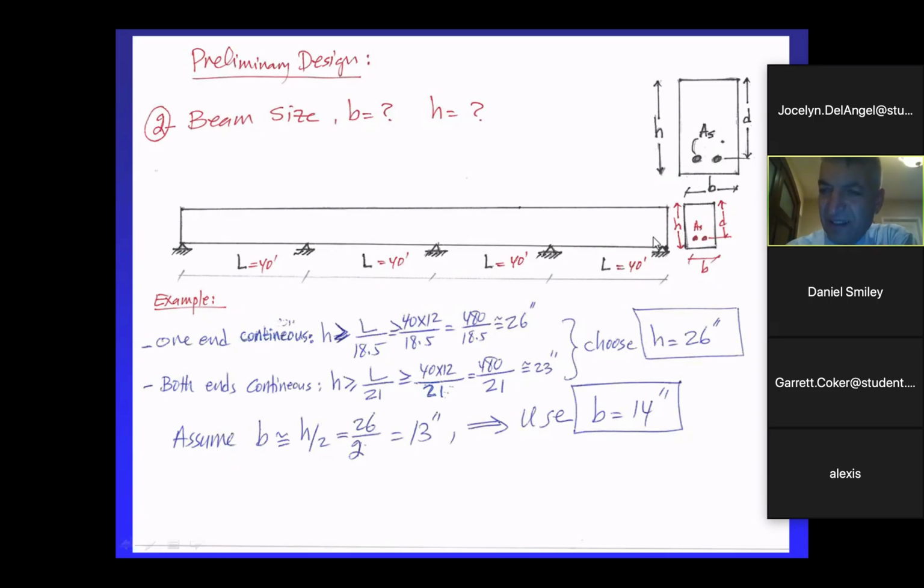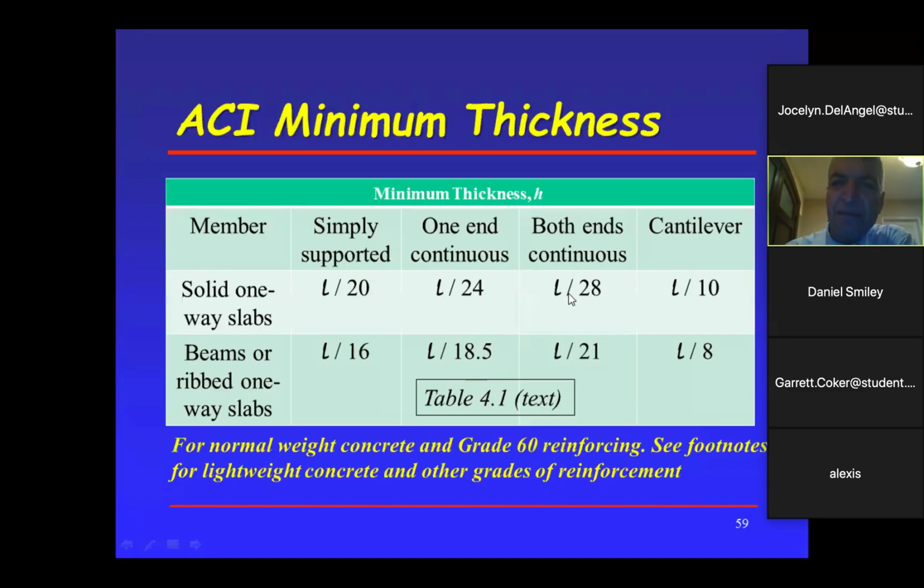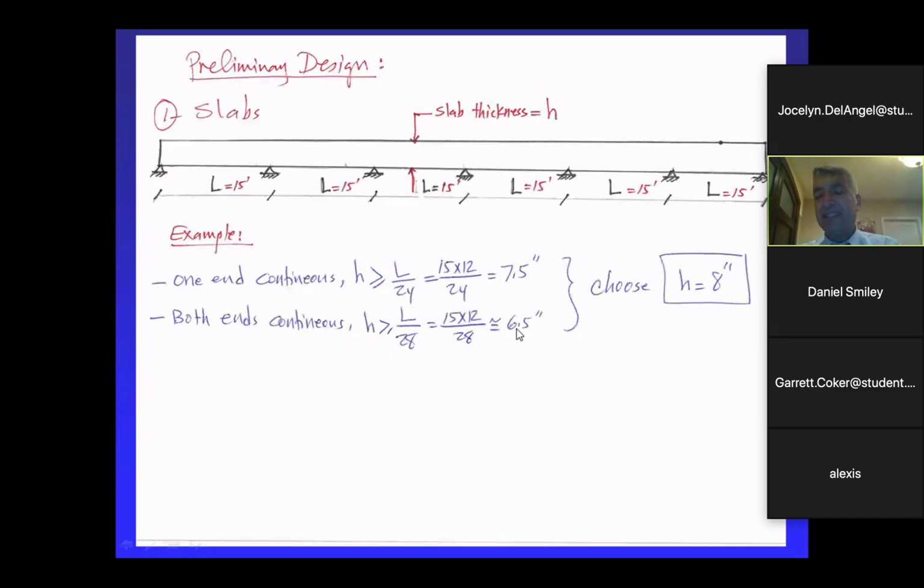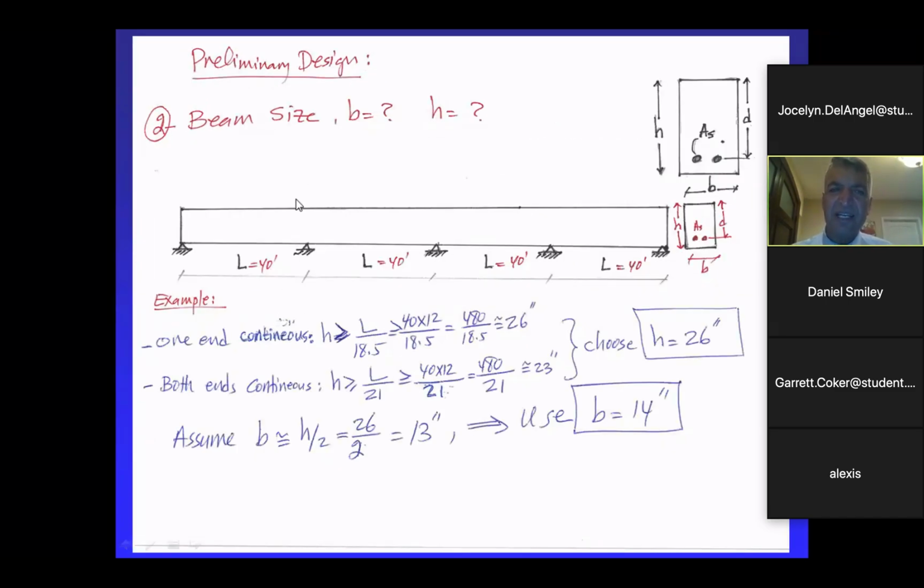What about the width? The table doesn't say anything about the width. See that? But a good practice, or as a preliminary design, that's why we call it preliminary, you can start by assuming the width equal half the depth. 26 inches should be what? 13 inches. But in design, in real life, we like even numbers. So 13, make it 14. So the preliminary size of my beam is 14 by 26.